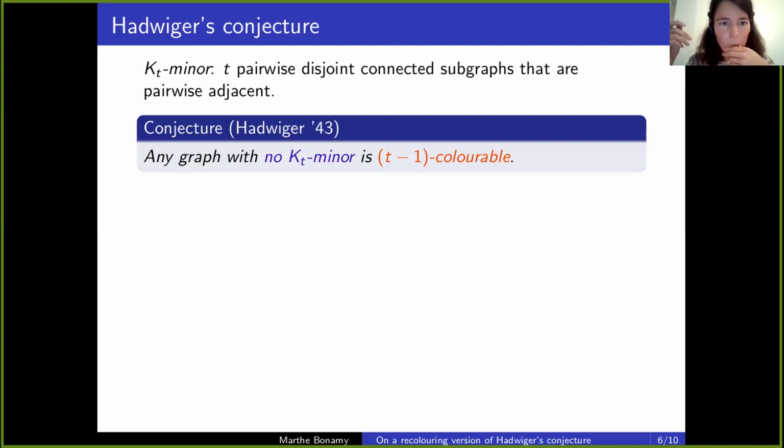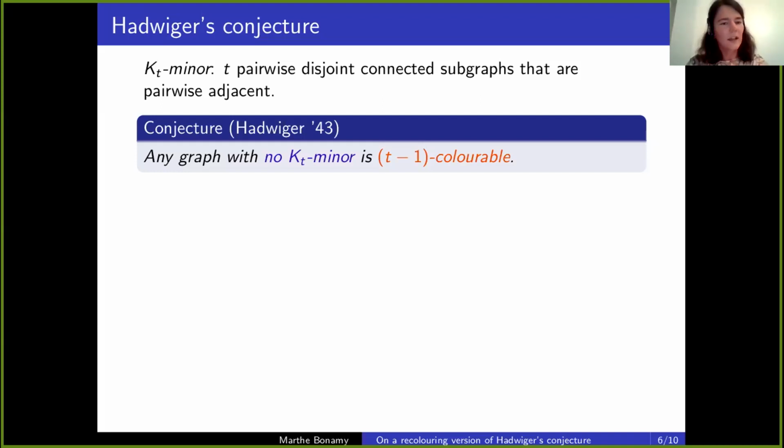It might sound like a weird notion, and this conjecture from 1943 says, well, there's this weird notion of containing a clique on t vertices as a minor, and if you don't contain that, then you should be colorable with very few colors, and few is t-1. It's kind of interesting because, if you haven't heard about this before, it might seem really counterintuitive. Why should these two things be related? Clearly you can be t-1 colorable even if you contain a very large clique as a minor, because a bipartite graph can contain a very large clique as a minor, and it's still 2-colorable.